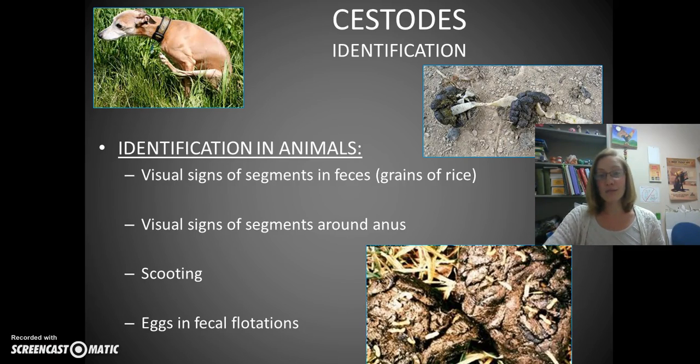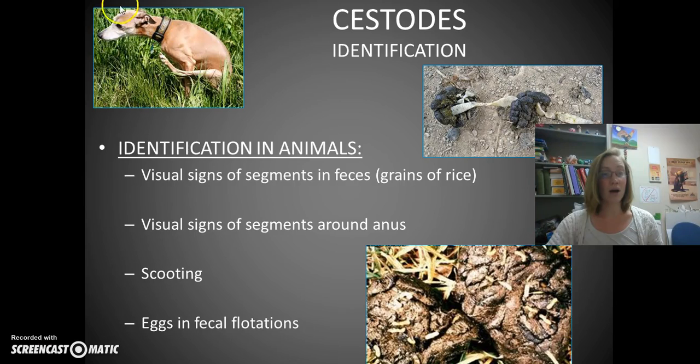Now, in order to identify cestodes in our animals, usually we're going to see some type of visual sign, such as segments in the feces. Segments on top of feces usually look like little grains of rice or something similar, and sometimes they're even moving. People may mistake them for small grubs or small worms moving around on the feces, and that's because each of these segments contracts whenever they're trying to squeeze eggs out of them. So you may also see these segments around the anus of an animal.